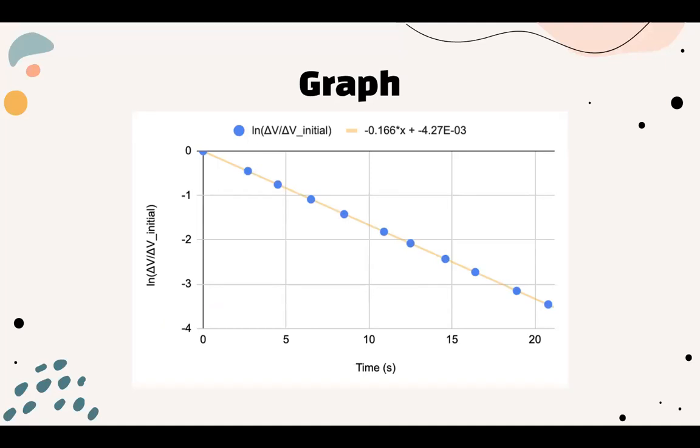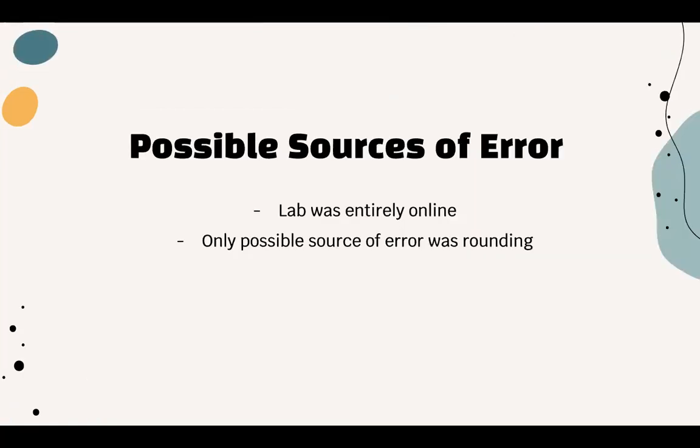The graph was linear, and for my logarithm graph, I got an RC of -1, the same as the value online, so the only possible source of error was in rounding.